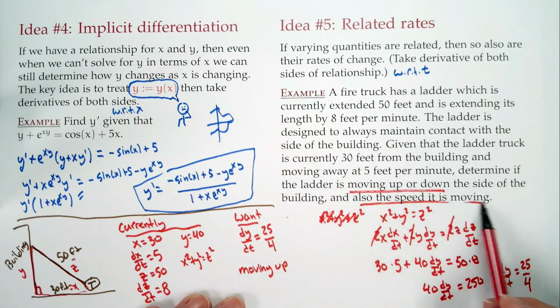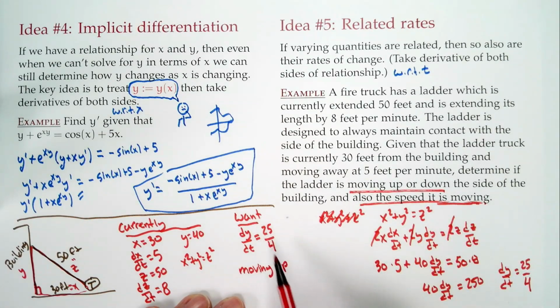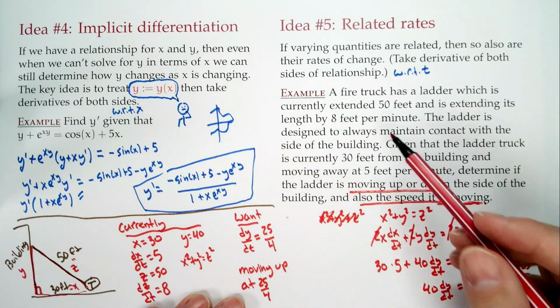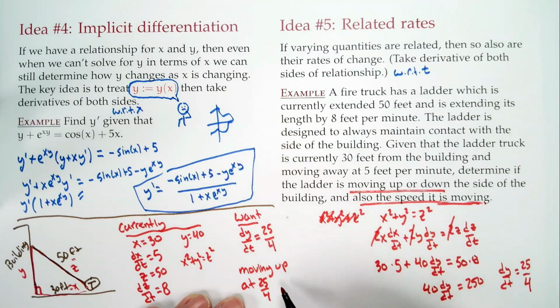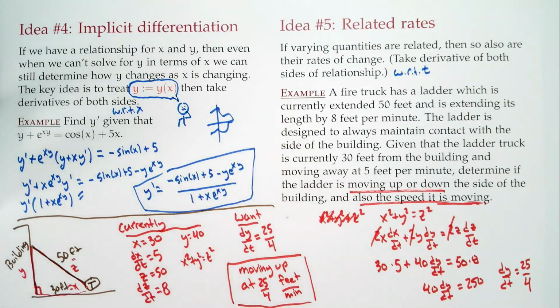And the speed, well, that's the size of the number. At 25 over 4, and if we want to know the units, well, it's going to be the same units as what we have for time and distances, because everything is measured in feet for distances and minutes for time. And so there's our answer. Moving up at 25/4 feet per minute. Good, good. All right, well, now let's move on to our next idea.